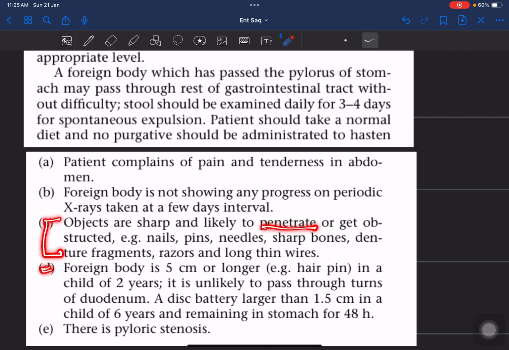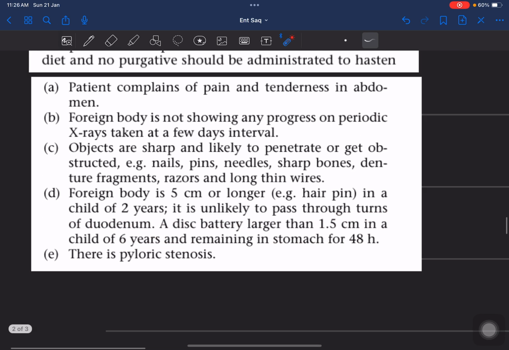Now if the foreign body is 5 centimeters or longer, like hairpins, right, in a child of 2 years, it is unlikely to pass through the turn of the duodenum, it is very unlikely to be expelled through stool, so we just do operative intervention. Similarly, a disc battery larger than 1.5 centimeters in a child of 6 years, remaining in the stomach for 48 hours, in that also we do operations, and also if there is pyloric stenosis.